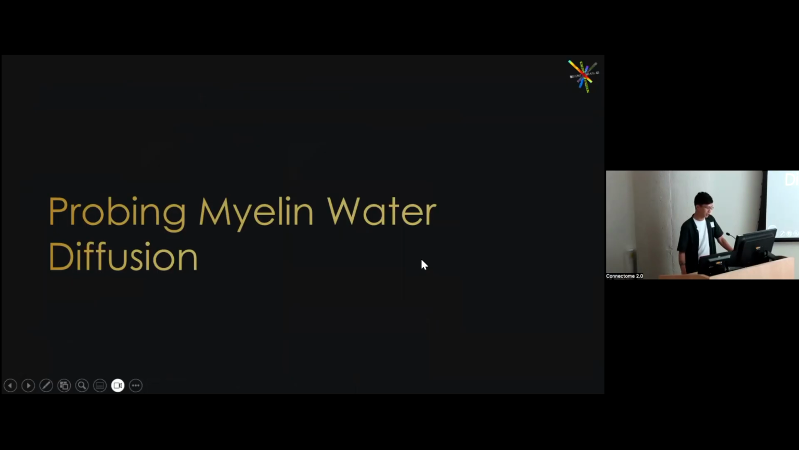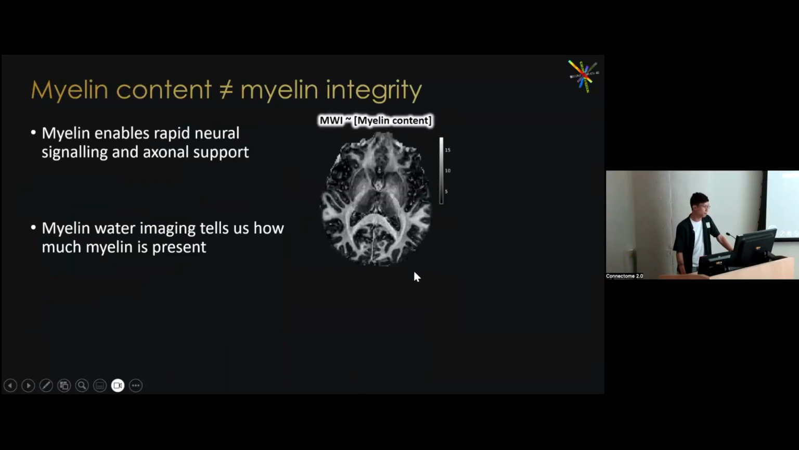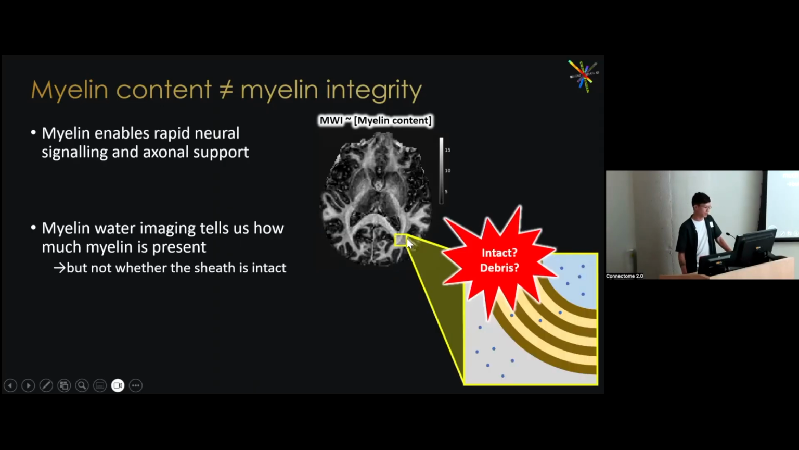So to switch gears a little bit, I'm going to talk about myelin water diffusion. Myelin is very important in our brain because it enables rapid neuronal signal transmission and also provides axonal support. There are lots of methods in MRI that can measure the amount of myelin inside the brain, such as myelin water imaging. But most methods don't really tell us whether the sheath is intact or whether it has been lost or not.